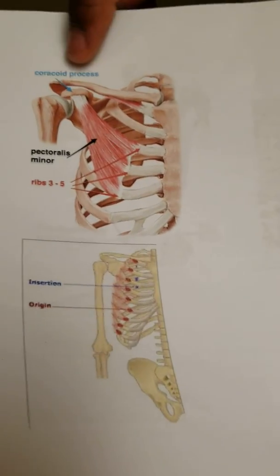The last muscle that we're going to discuss tonight is the latissimus dorsi. The origin is vertebrae T7 to L5. And the insertion is the inferior angle of the scapula. The latissimus dorsi is supplied by the 6th, 7th, and 8th cervical nerves through the thoracodorsal nerve, which is the long scapular nerve. So this right here is the coracoid process.